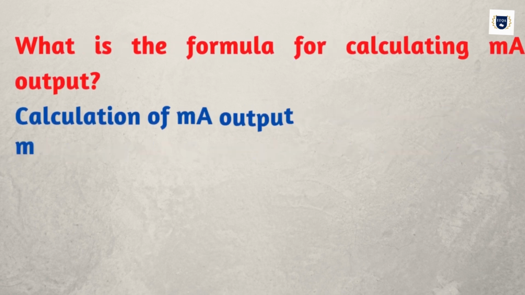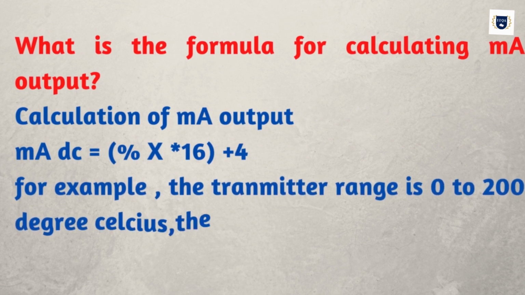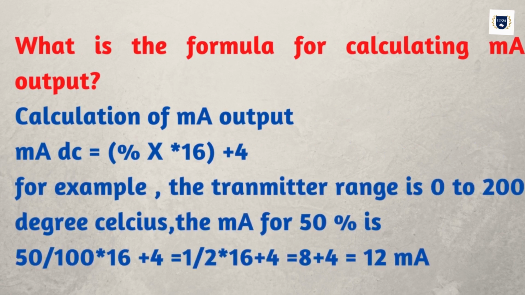What is the formula for calculating milliamps output? Calculation of milliamps output: milliamps DC is equal to percent of span times 16 plus 4. For example, the transmitter range is 0 to 200 degrees Celsius. The milliamps for 50% is 50 by 100 times 16 plus 4, equals 1 by 2 times 16 plus 4, is equal to 8 plus 4, is equal to 12 milliamps. The answer is milliamps for 50% is equal to 12 milliamps.